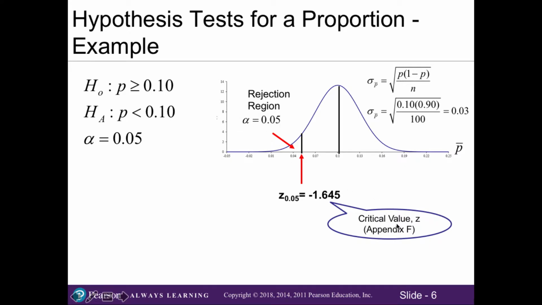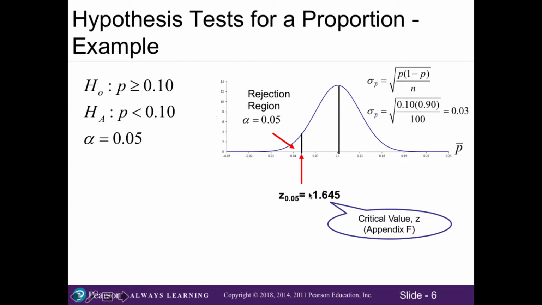So going to our Appendix F, since this is a one-tail test, you'll go up to the top where it says one tail, move to the right until you see the 0.05 alpha, then go all the way down to the bottom of Appendix F where our infinity symbol is. And you'll find our critical value Z of 1.6449, but if we round, it's 1.645.